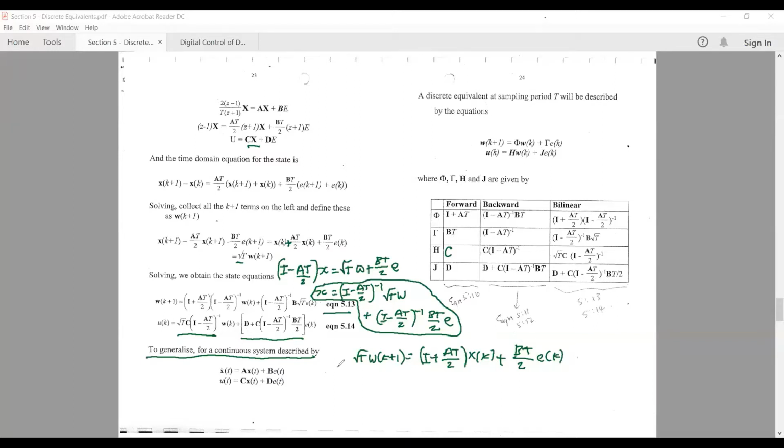So that's how we got those for forward, backward, and bilinear rules. We got the values for phi, gamma, H, and J. So this is the discrete version of the continuous state space equations.